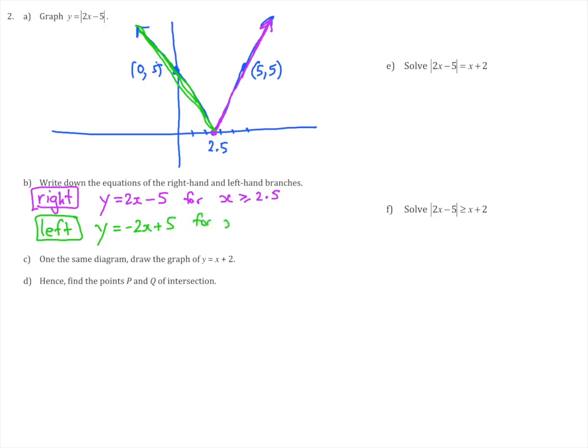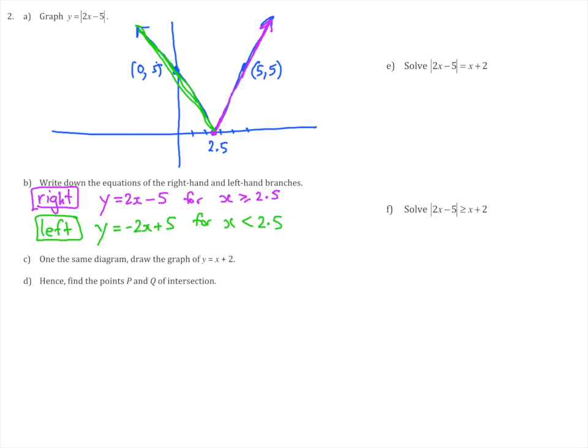And that's for x values to the left of 2.5. So there's my left branch and my right branch equations. One's the positive case, one's the negative case, but we only want it to the left and right of 2.5. Part C says on the same diagram, draw the graph of y equals x plus 2.